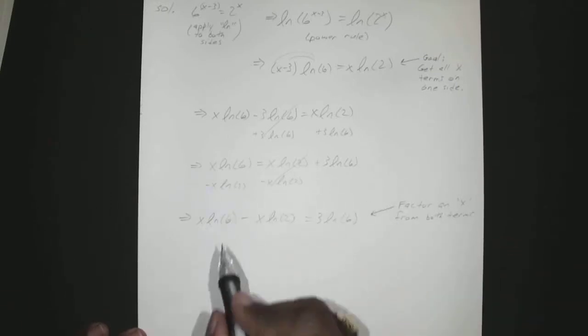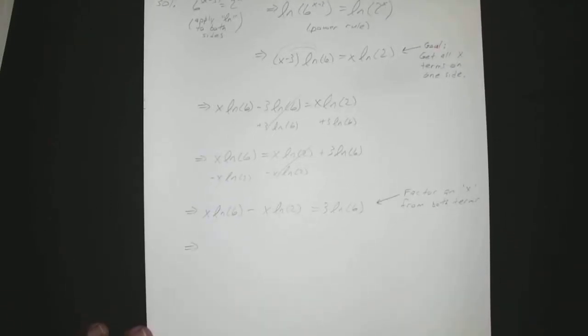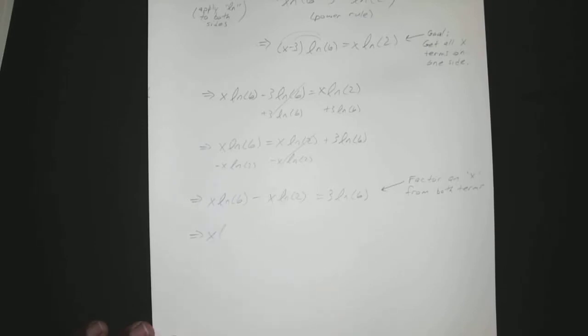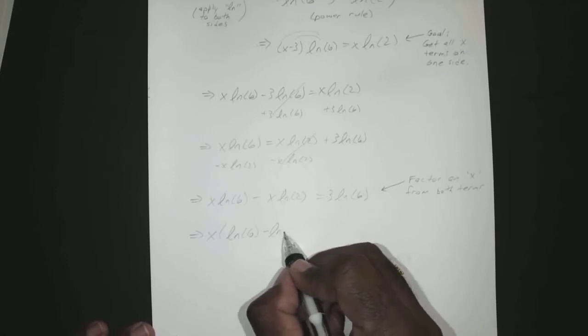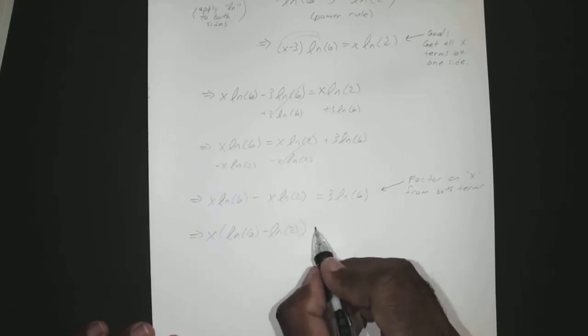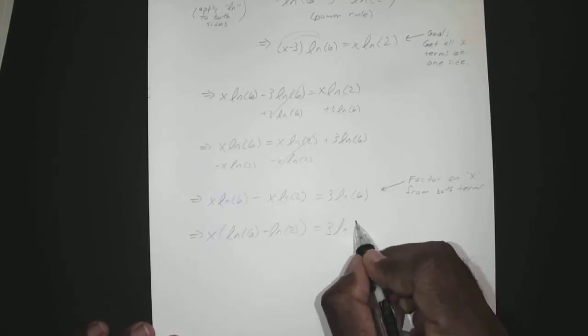Well, technically it'll be over there, but okay. So you have x times natural log of 6 minus natural log of 2 equals 3 times the natural log of 6.